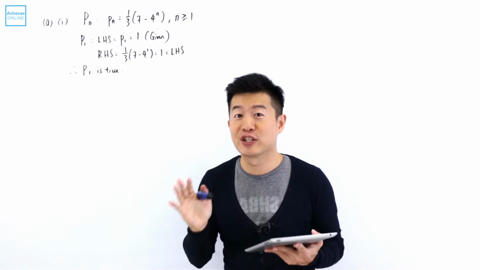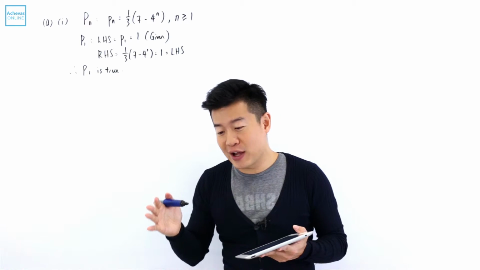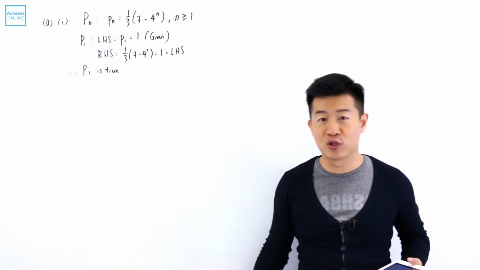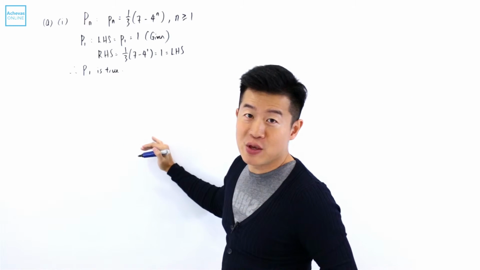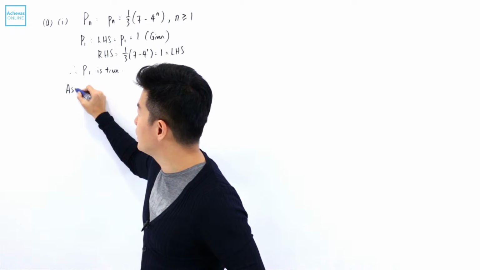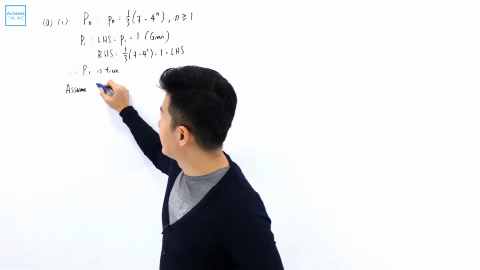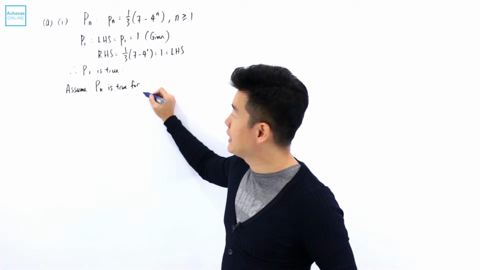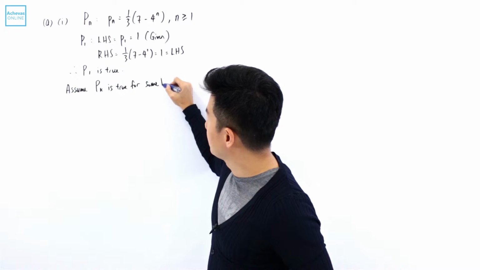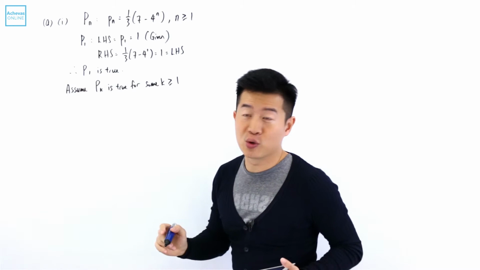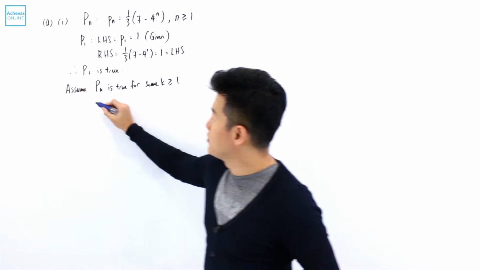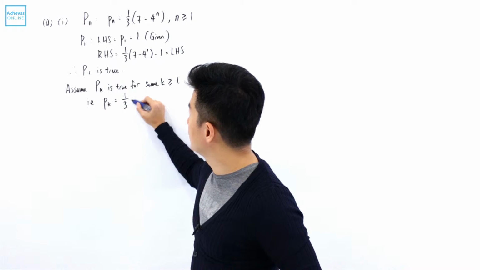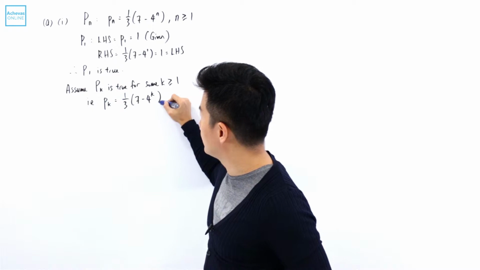We are trying to prove a relationship next. We are trying to prove that as long as this current term or this current expression is true, it's going to cause the next expression to be true. That is why after we have proven that P1 is true, we are going to just simply assume, without really proving it, that Pk is true. But of course, not for any k, but for some k that is also bigger or equal to 1, a positive integer. Which means that I'm assuming that Pk is going to adopt an expression of 1/3 (7 minus 4 to the power of k).